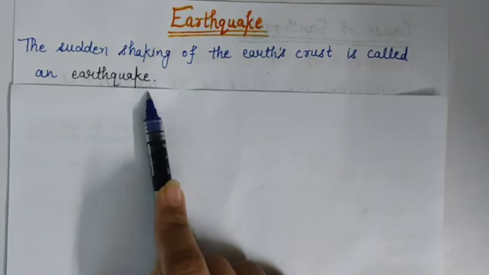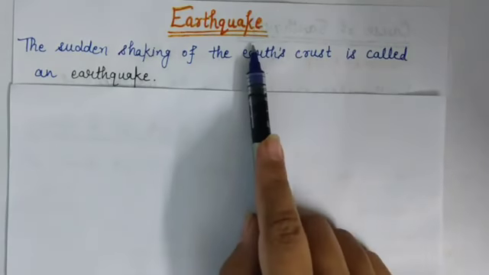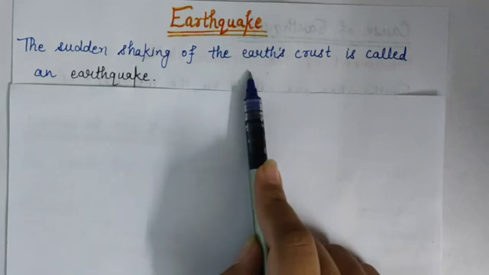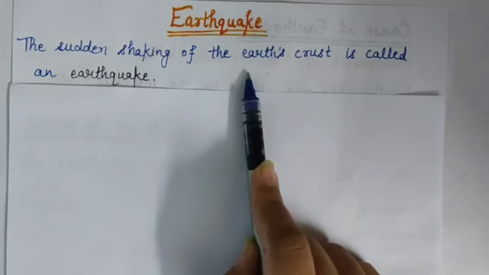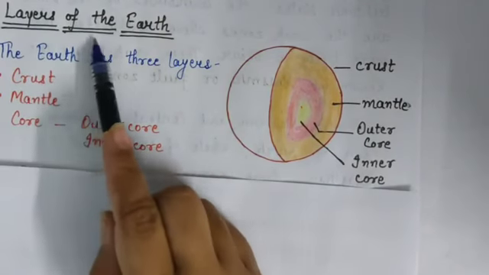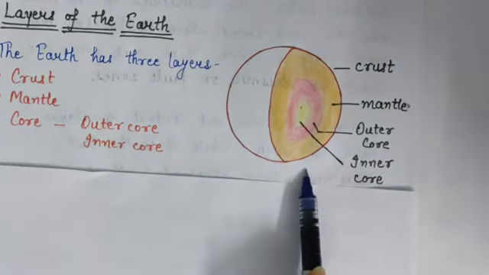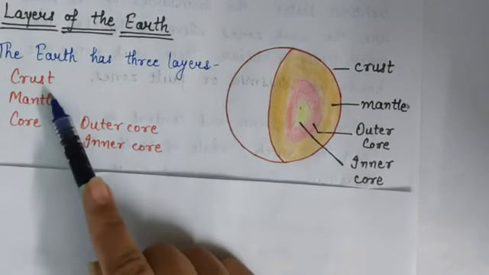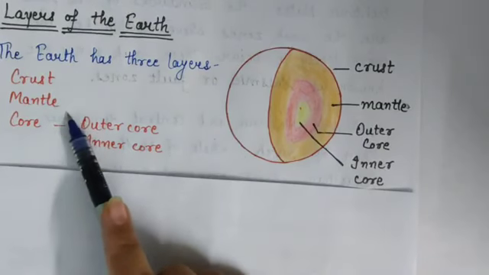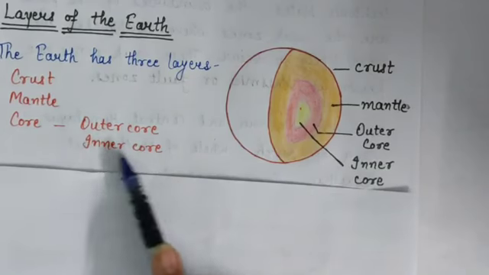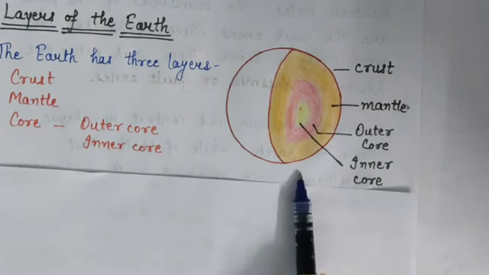And to understand the reason of earthquake, why the earthquake comes, let's first learn about the various layers of earth. Now we will study the layers of the earth. This is the structure of earth. The earth has 3 layers: crust, mantle and core. The core is divided into 2 parts, outer core and inner core.